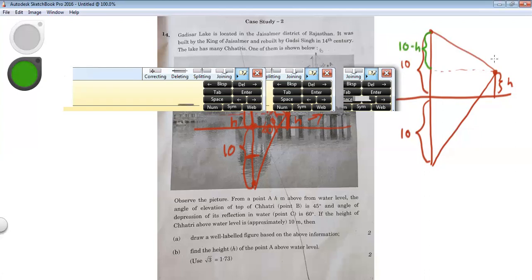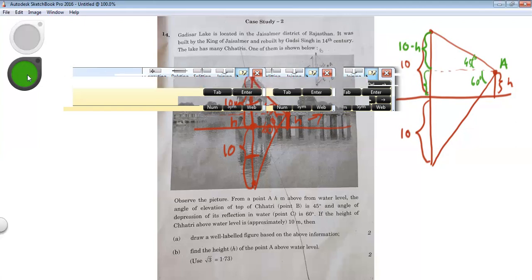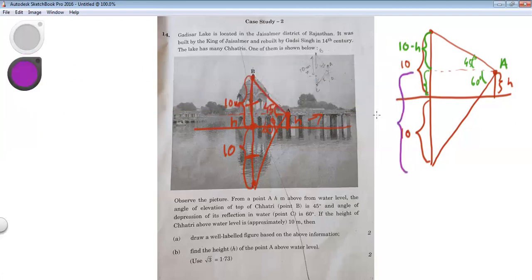Since you're looking from point A's perspective, we have this angle to be 60 and this angle to be 45, right? And this is h. So this whole part is going to be 10 plus h. That's all you need to do now.